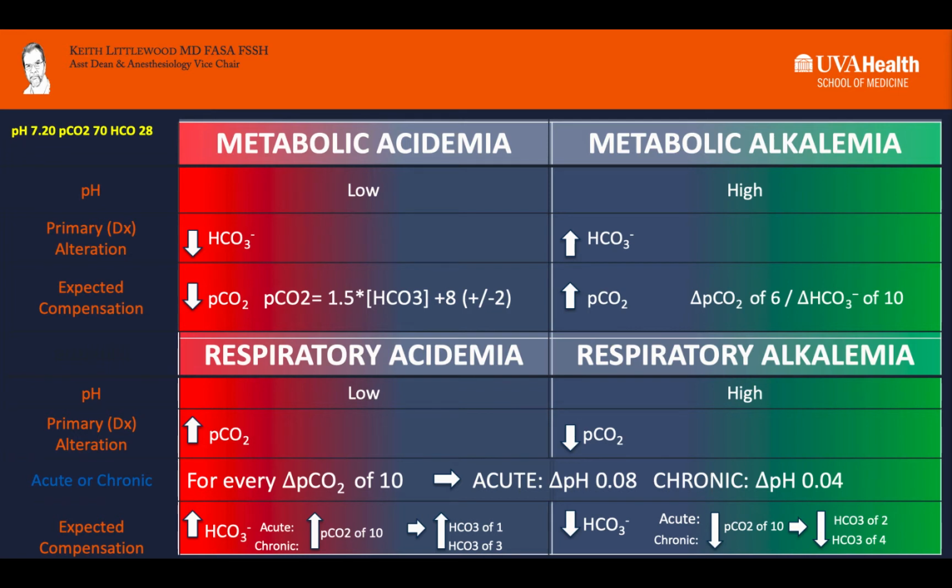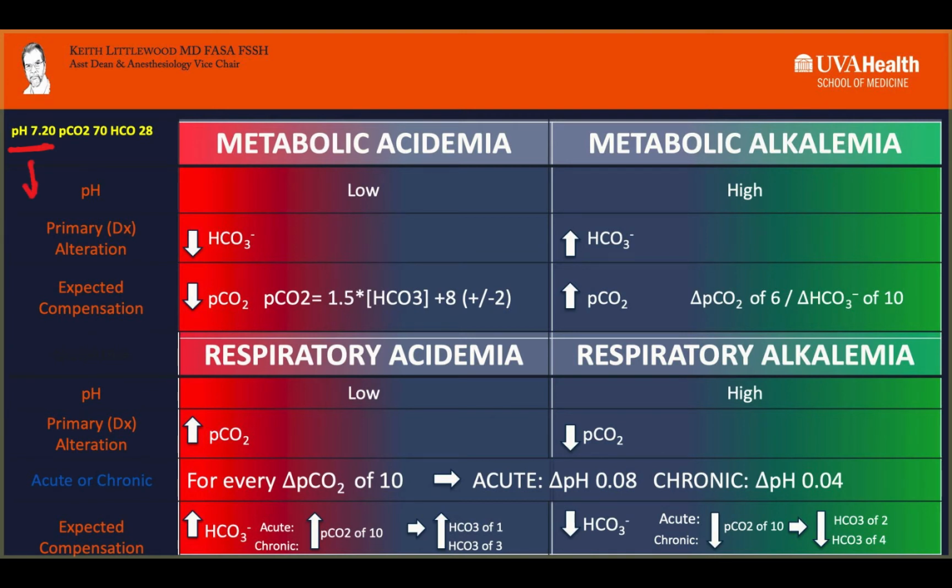First of all, acidemia or alkalemia? Well, we've got a pH that is 7.20. So that's pretty dramatically decreased. That means that we have an acidemia. So we're in this side of the quadrants. All right, next step. What is the primary process?